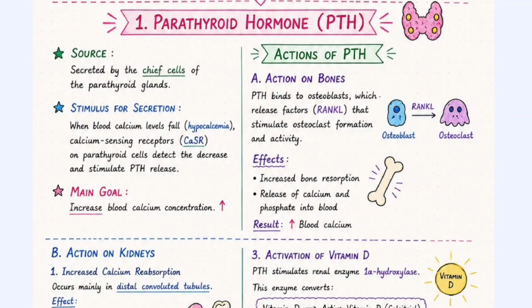First, on the bones. Parathyroid hormone binds to osteoblasts, which release factor RANKL that stimulates osteoclast formation and activity. Effects are increased bone resorption and release of calcium and phosphate into the blood, which results in increasing blood calcium level. Here you can see osteoblast, which is converting into osteoclast with the help of RANKL factor.